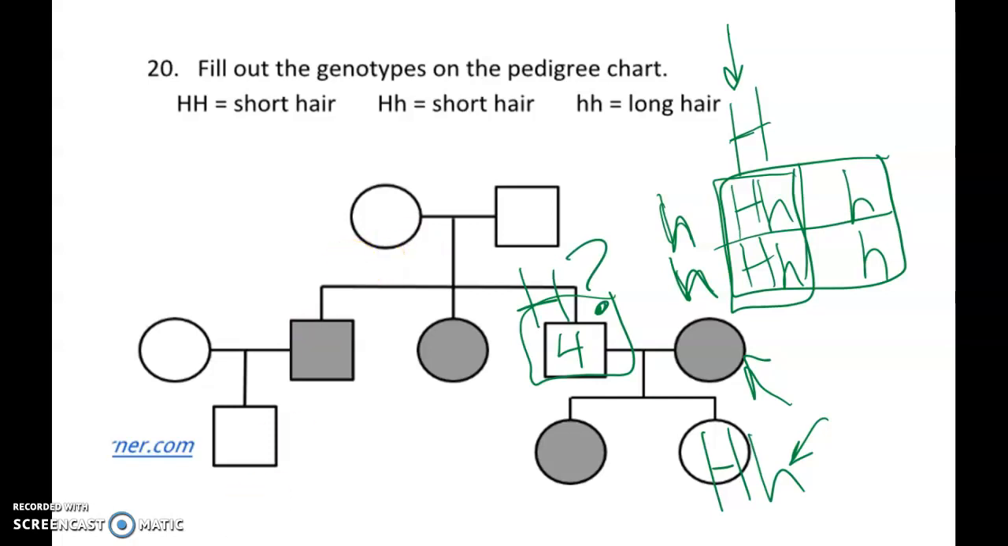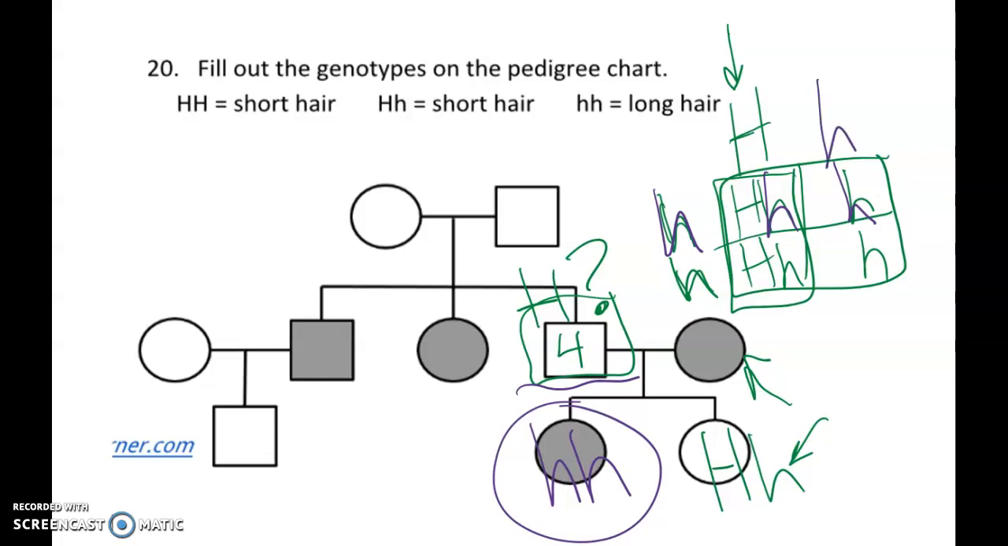What else goes here? Is there enough evidence to help you with this? How is it possible for this father to end up with a little h child? Mother passed on the little h, but how could this child get another little h? It had to have come from the father. So this father must be big H, he's not shaded, but he must also have the recessive gene to have any offspring that end up getting the trait.